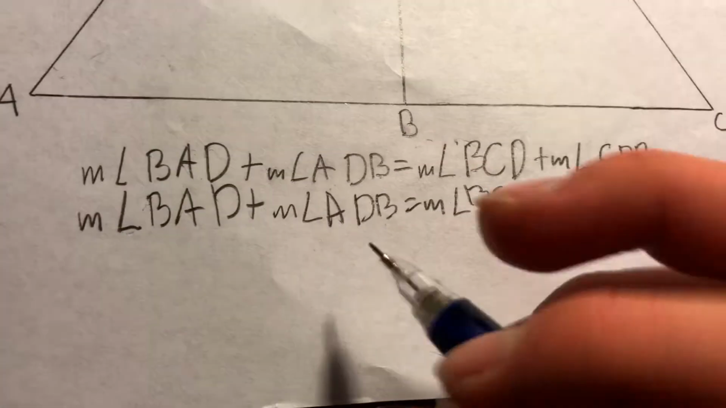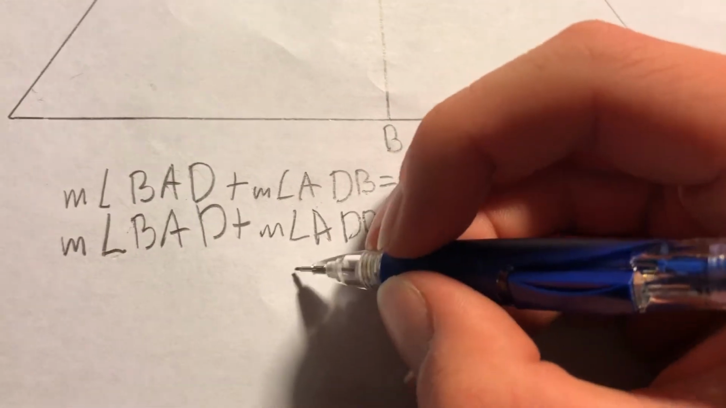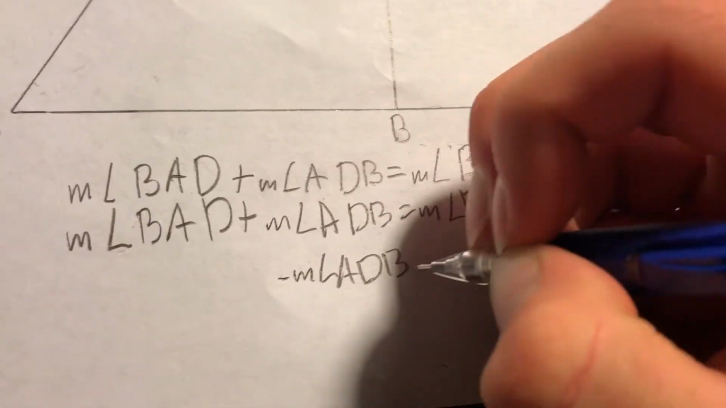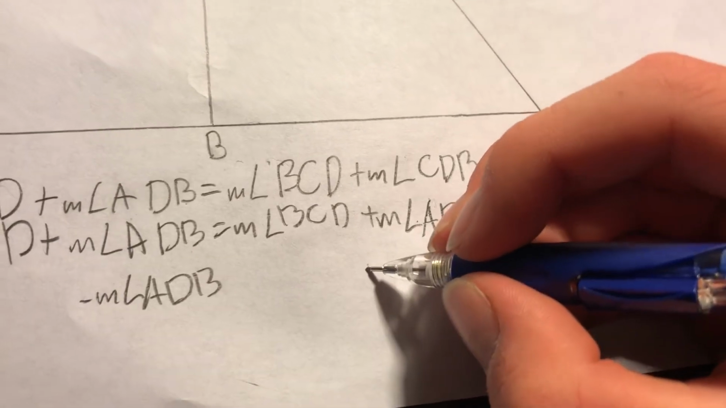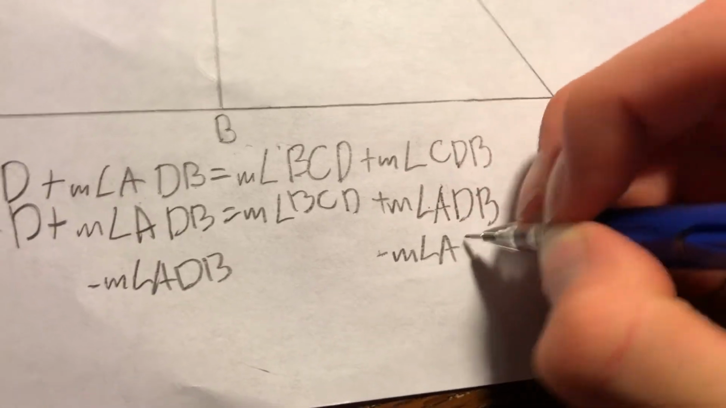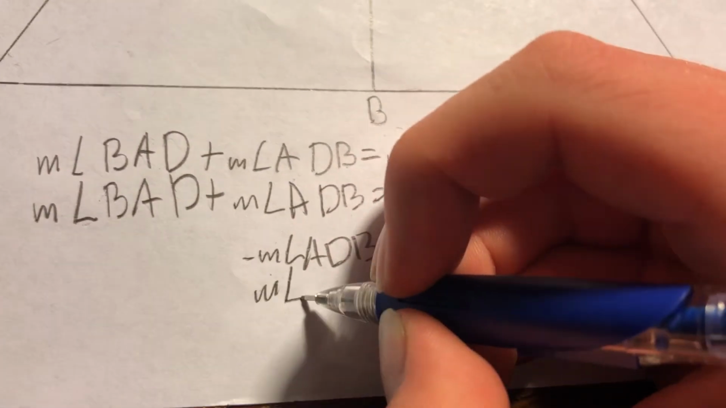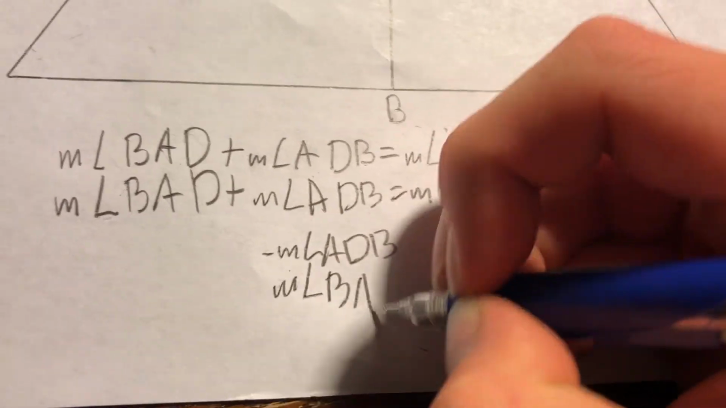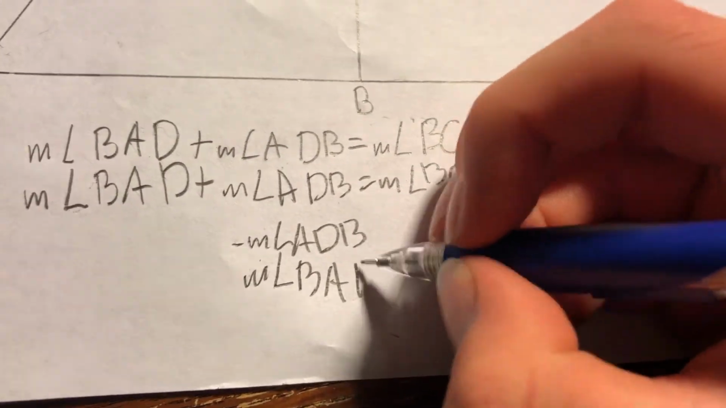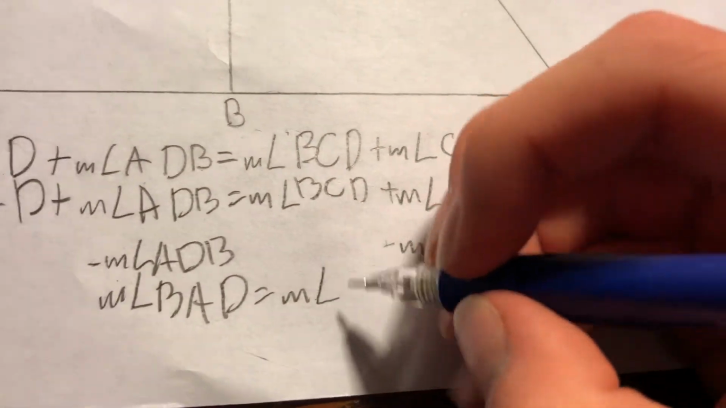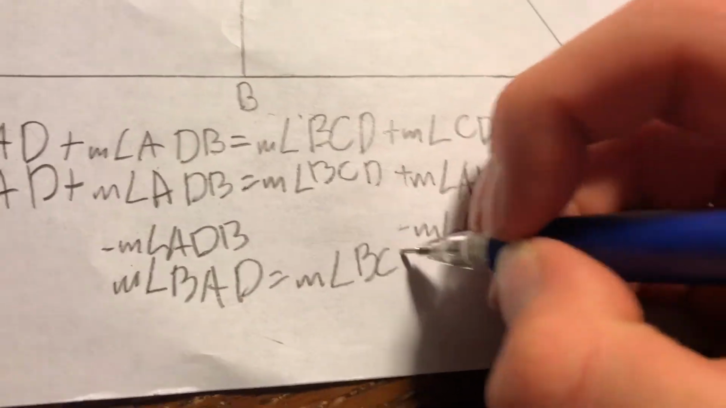So then if we act like this is an equation, we can subtract the measure of angle ADB. And we can also subtract the measure of angle ADB over here. So now we get this right here: the measure of angle BAD equals the measure of angle BCD. So there we have that.